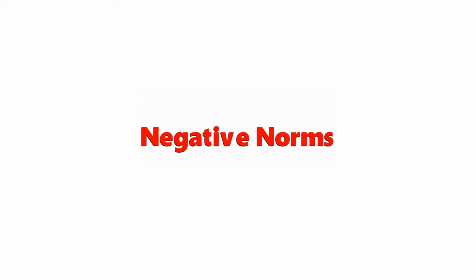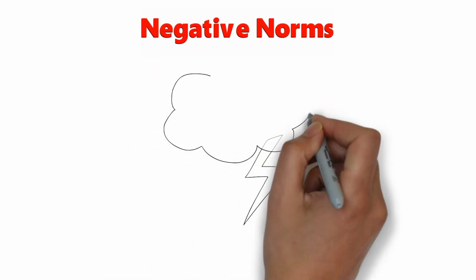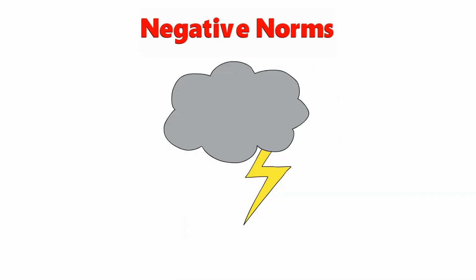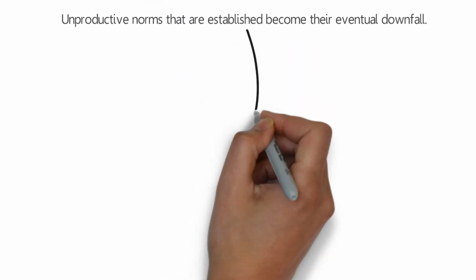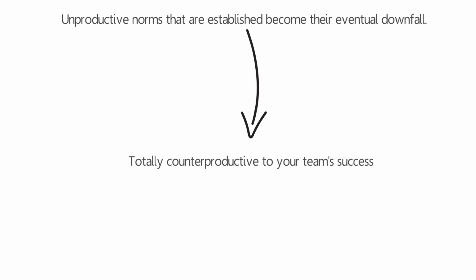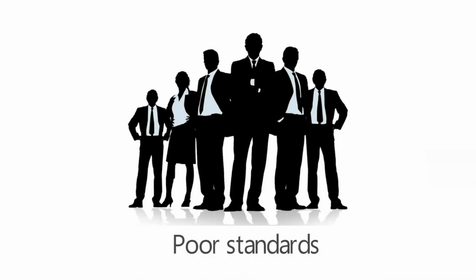Negative norms. Additionally, some teams make their way through the storming stage, but the unproductive norms that are established become their eventual downfall. The norms that are established may be totally counterproductive to your team's success. Teams with poor standards continually keep themselves from progressing.